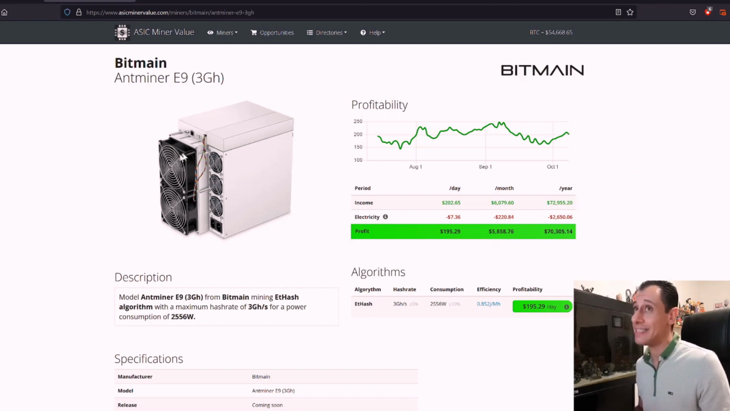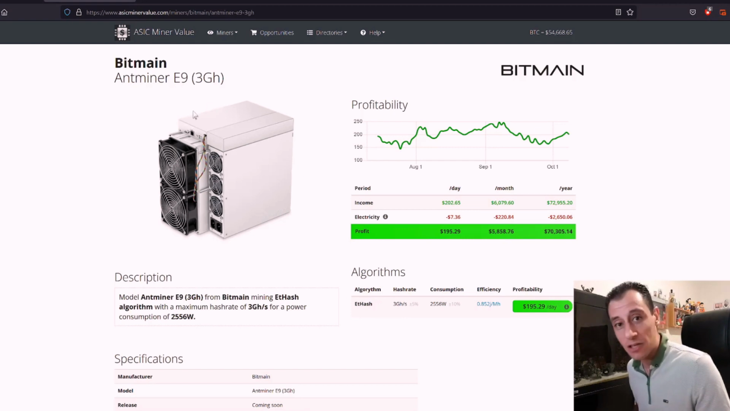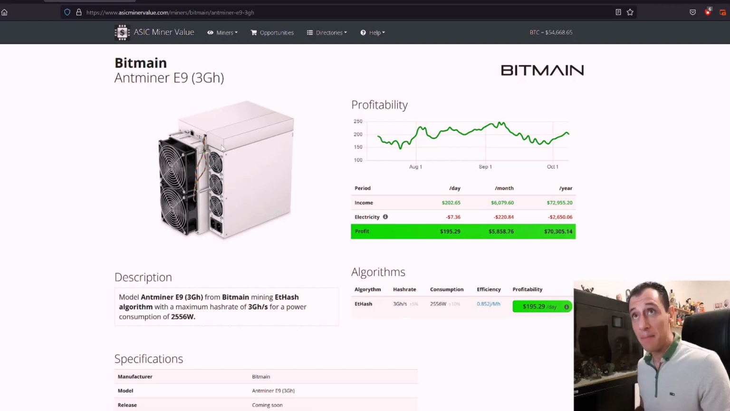So guys, I just wanted to share this information with you. For those that didn't know, it's quite an exciting piece of technology that is coming from Bitmain. So do keep an eye out for that as well.